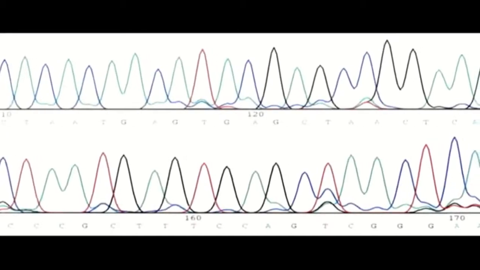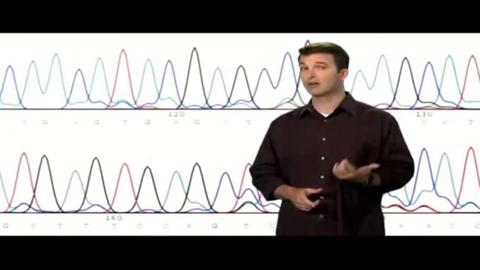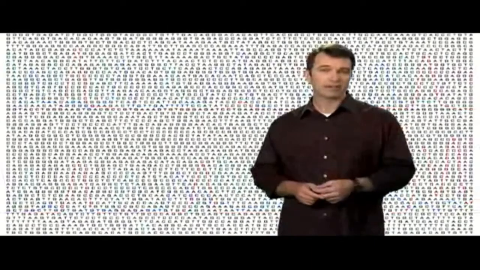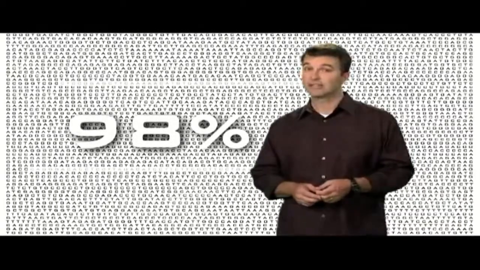A gene contains both coding sequences that determine what the gene does and non-coding sequences that determine when the gene is active, as well as thousands of other regulatory functions. Less than 2% of the genome is for coding proteins. The other 98%, which used to be thought of as junk DNA, is now being studied to determine its functionality.